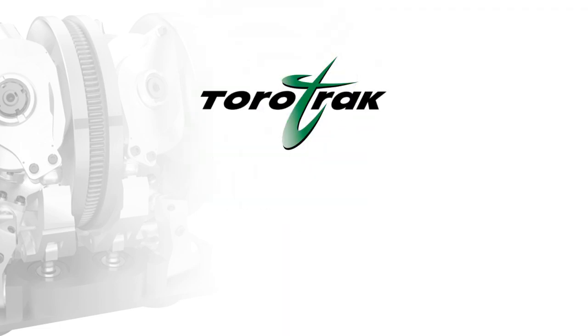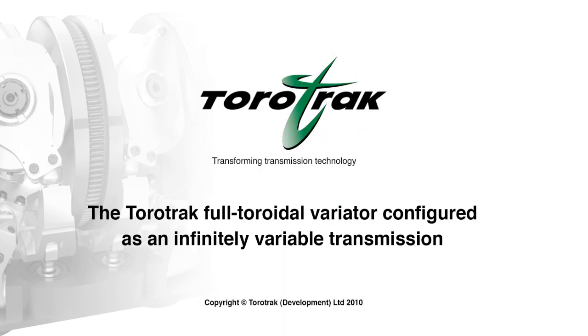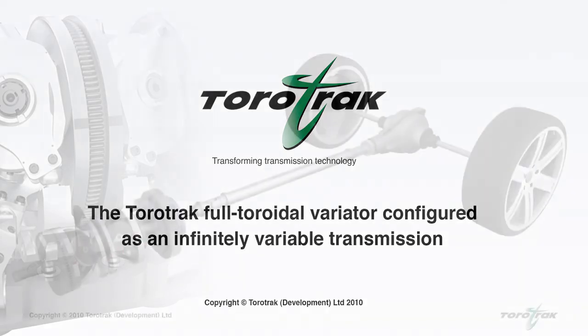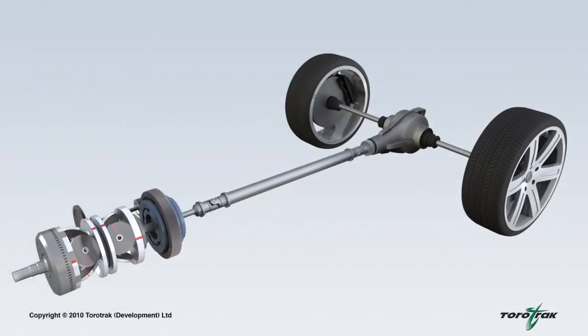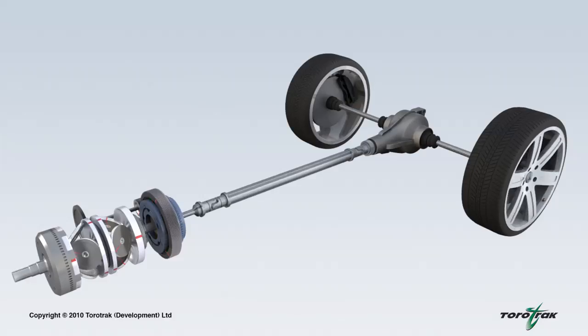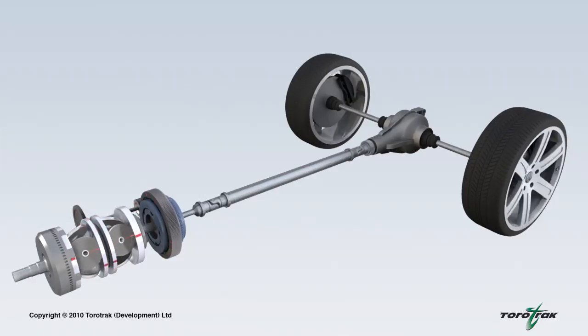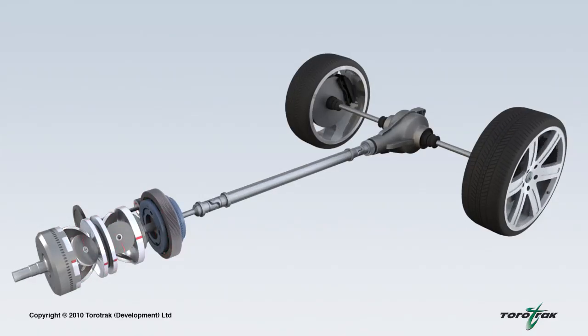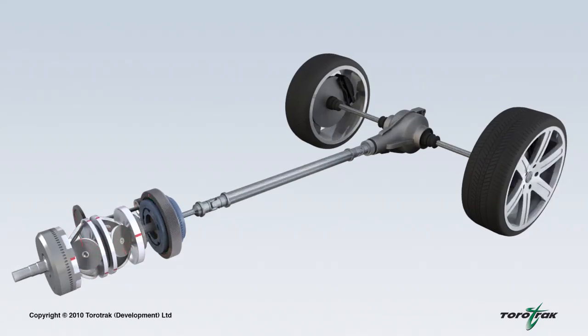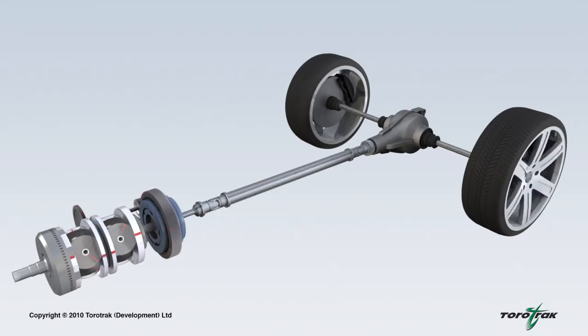The Torotrak full toroidal variator configured as an infinitely variable transmission. Torotrak's variator can be configured as an infinitely variable transmission, or IVT, which delivers operation from reverse direction, through neutral, to maximum forward speed without discontinuity or drive interruption.